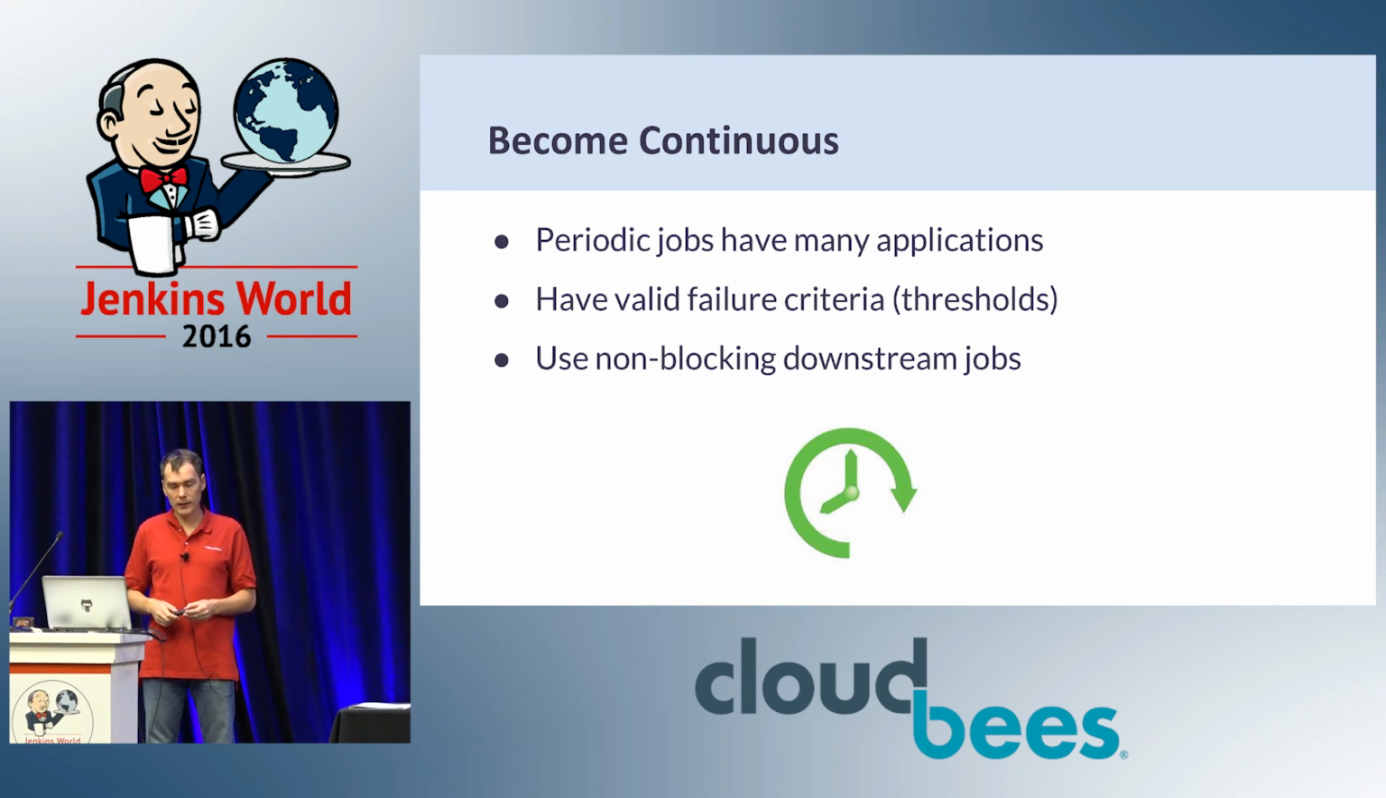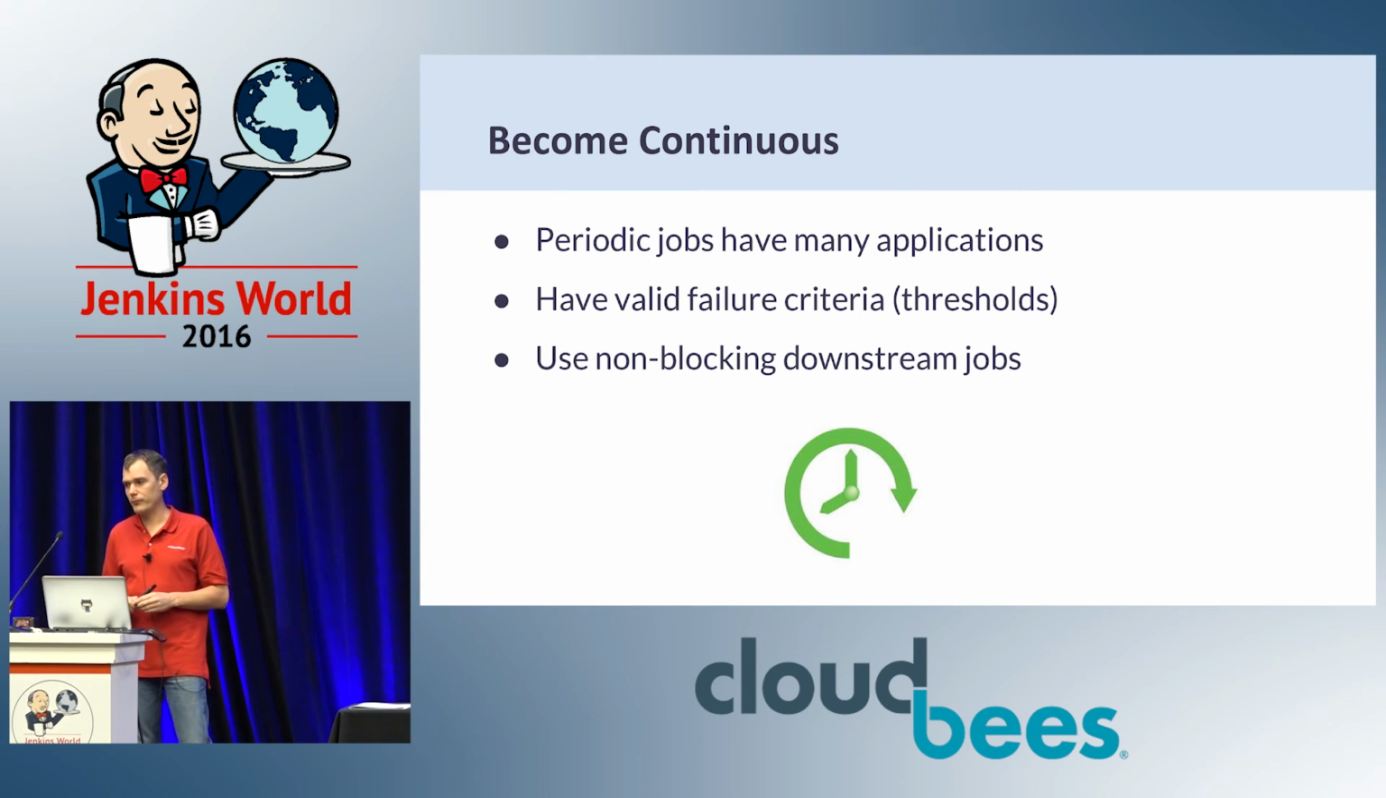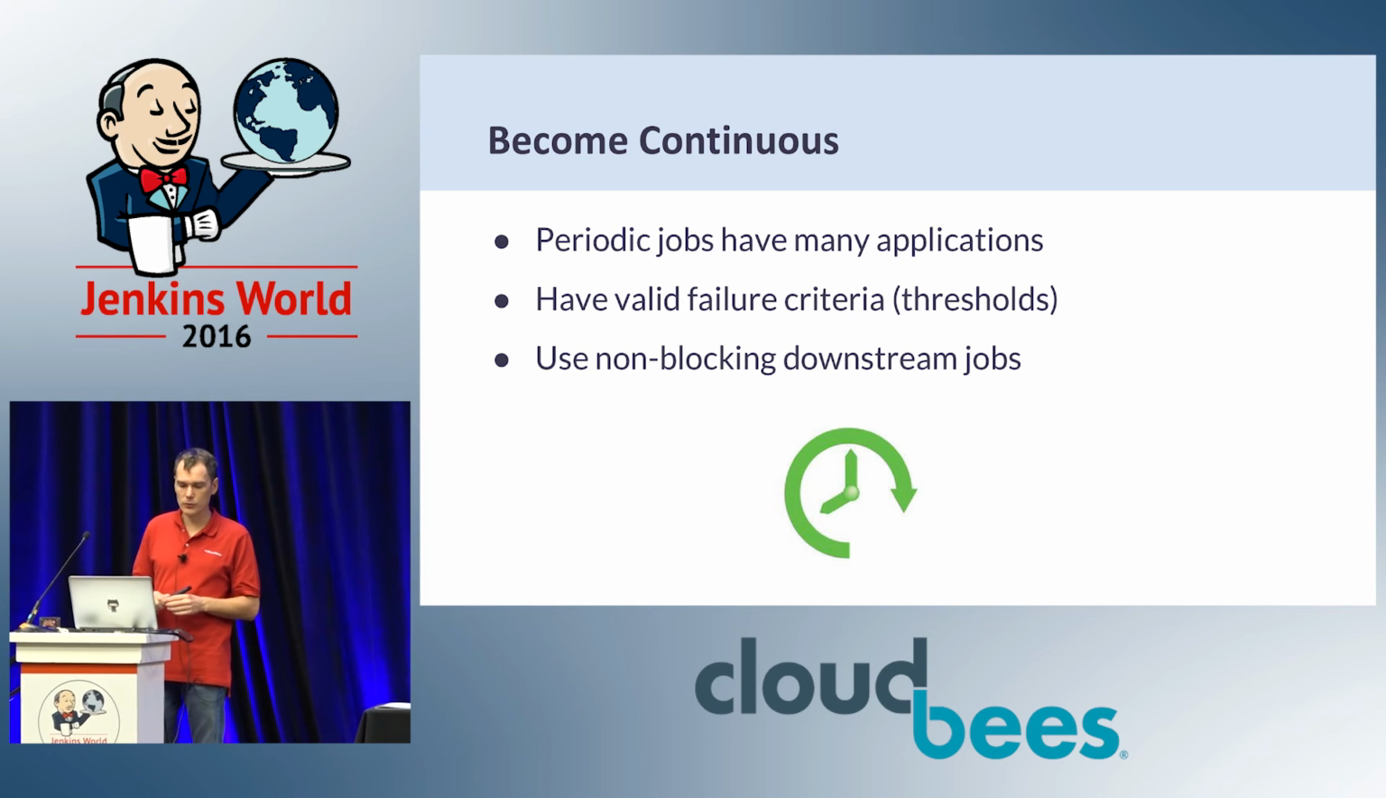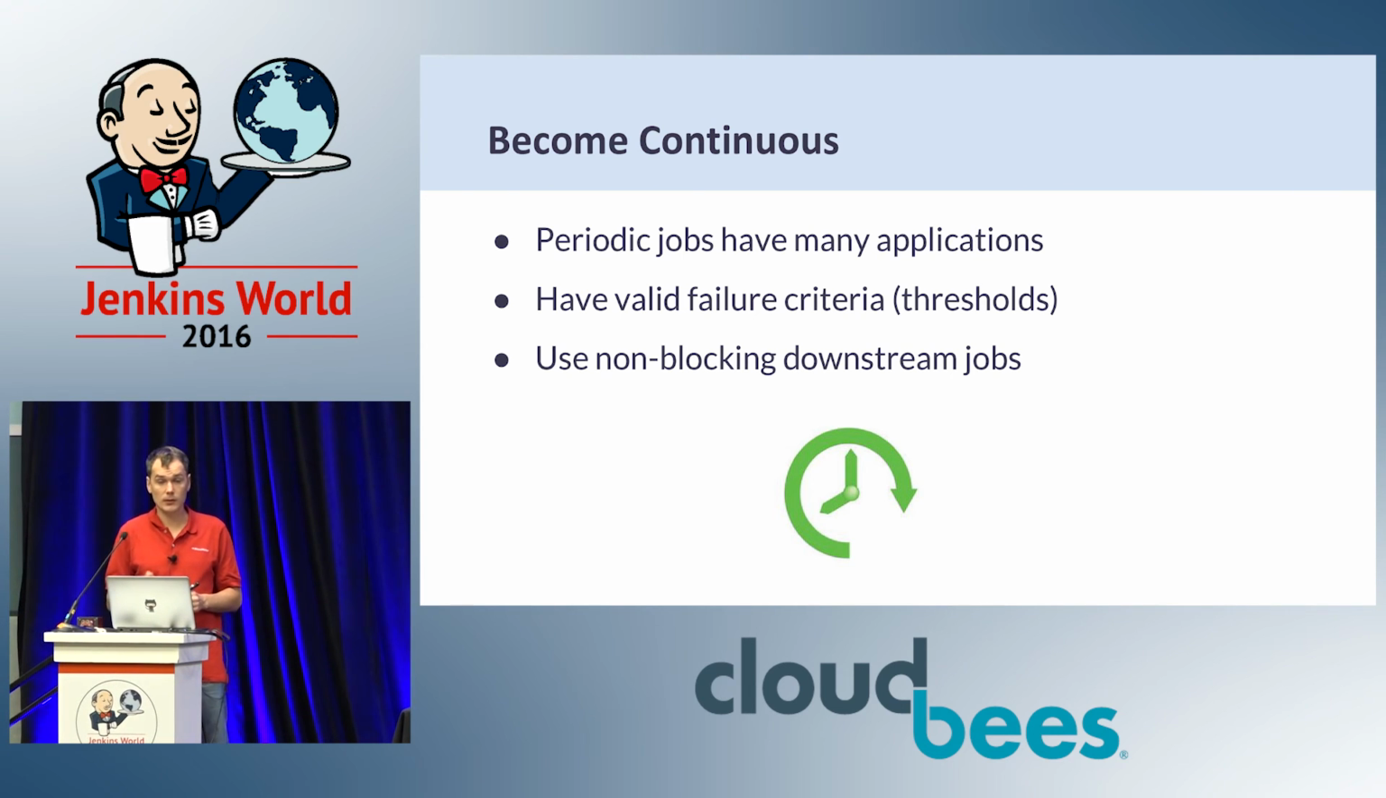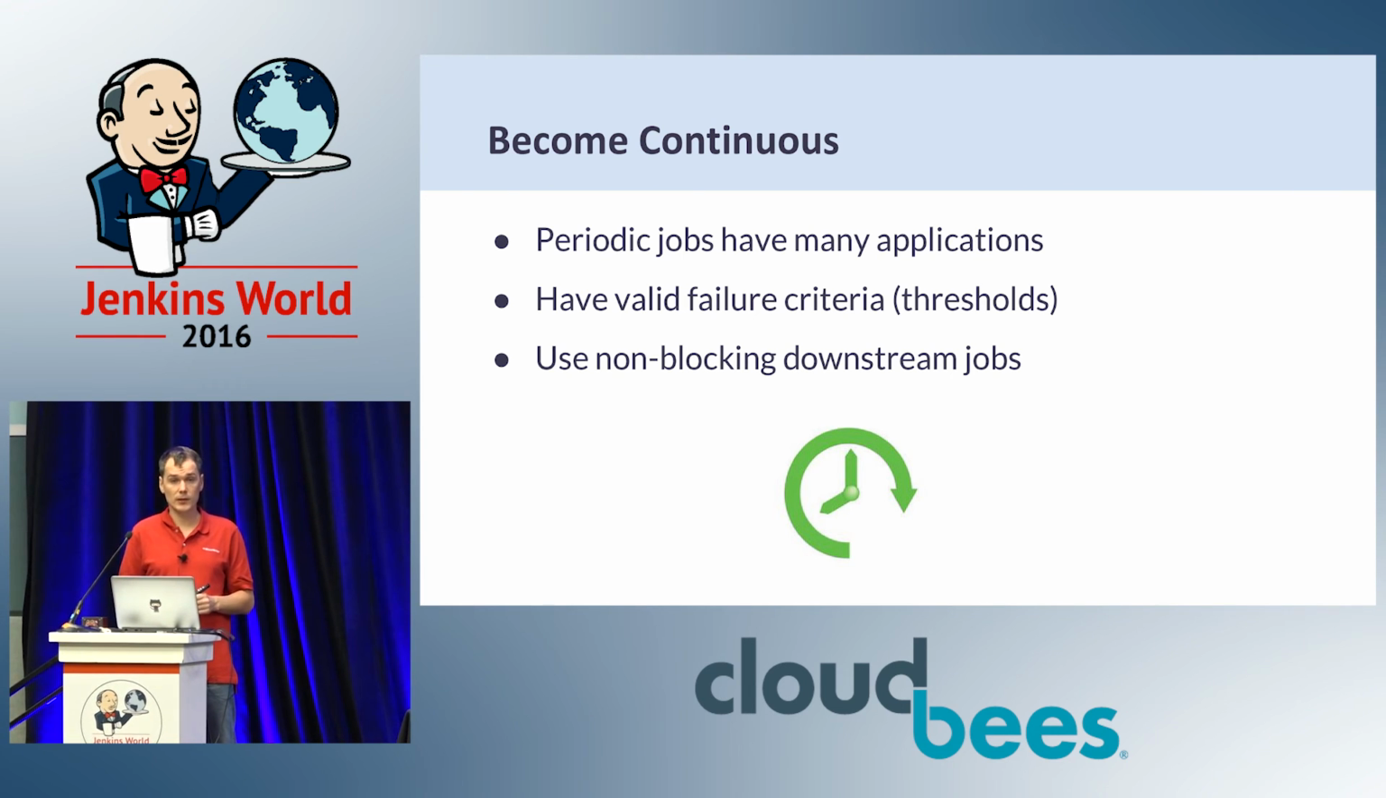You should have valid failure criteria when you move into continuous flow. When you do it per build, then you should have those filter stages. Make sure that you have the checks, that your unit tests are not just running the code, they have assertions in them. And specifically for time-consuming jobs, you can just use non-blocking downstream jobs. This is an easy trick inside Jenkins.